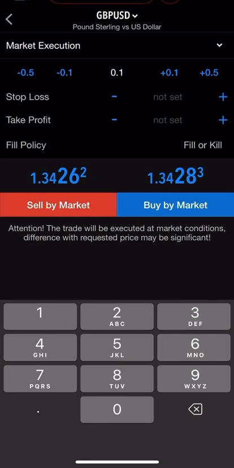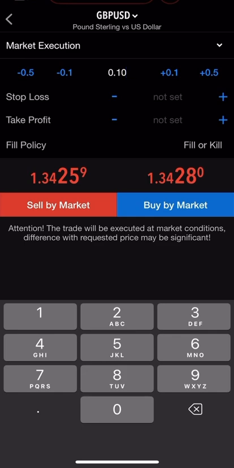One lot is 0.010, or you can just say 0.1. 0.1 is one lot. All right, or let's say 0.10 lots. So you guys understand. Let's say 0.10 lots. Then now, if you look at the left side, you see stop loss, take profits.